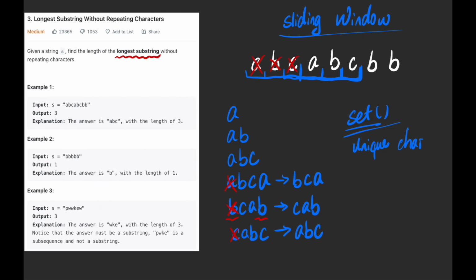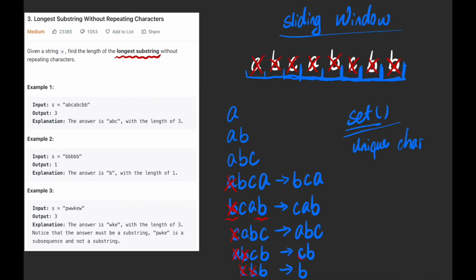Next, we add B. Once again, we have a duplicate. We shrink the window from the left again until we remove all the B's. We remove this A, but notice we still have 2 B's in our substring, so we have to remove another character B. So now our substring runs from C to B. Next, we add the last character B. It's a duplicate again. We shrink the window from the left until we remove all the B's. So we remove C, then B, and now we only have B in the set. Now we don't have any more elements to check.